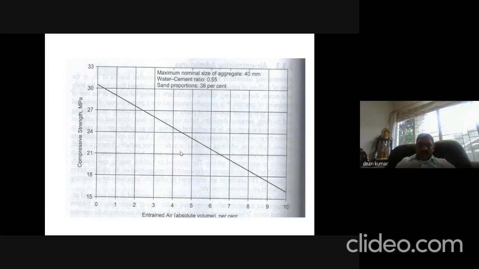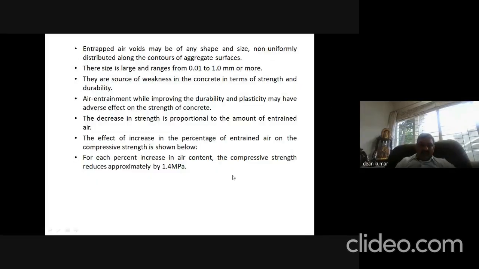So now this is what we are saying. For each percentage increase in the air content, the compressive strength reduces by 1.4 MPa. Very important. The more the air is entrained, the more the air in the concrete, the less is the compressive strength. More air, less compressive strength. Very simple.